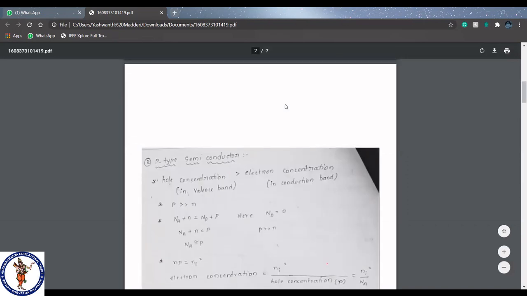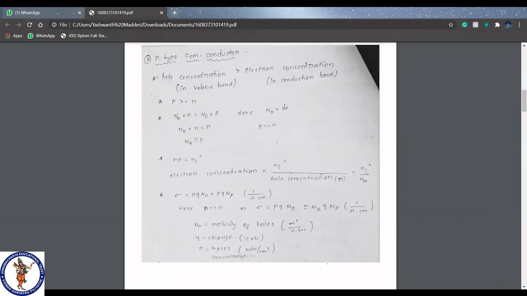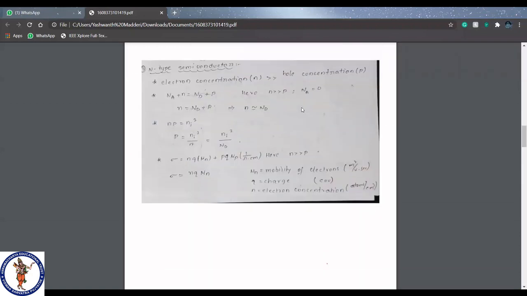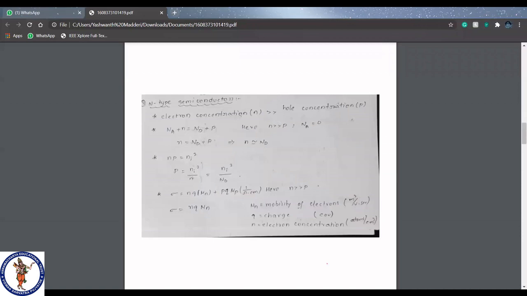I hope this is clear. If you are clear on this particular semiconductor type, then n-type is pretty simple and the same process continues, but I will explain. In this case also, we have a conduction band and a valence band. In this case, we have a donor, and this donor can donate electrons even at a lower temperature.